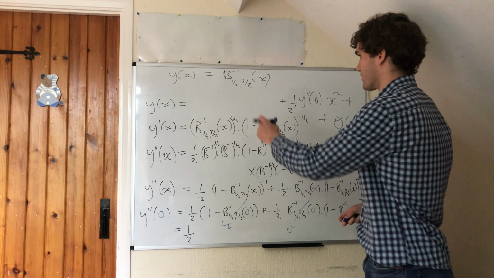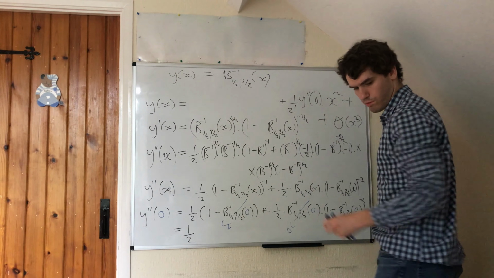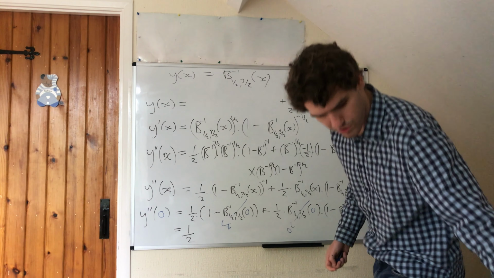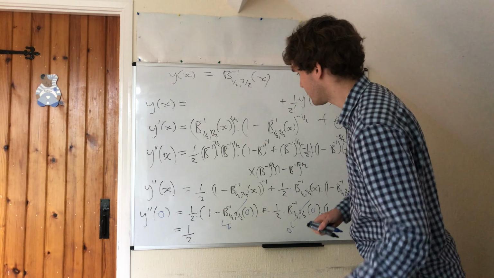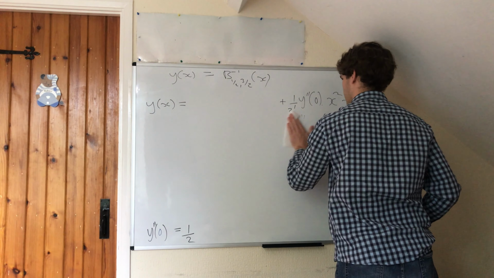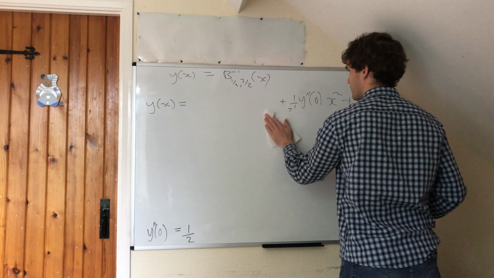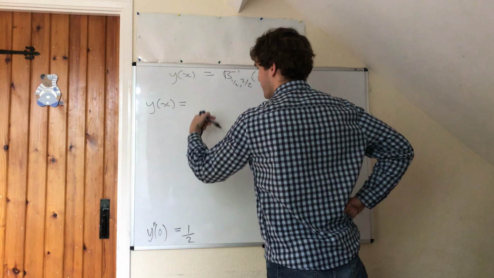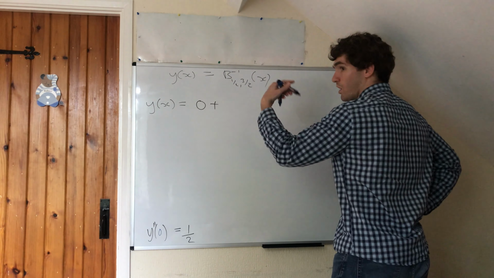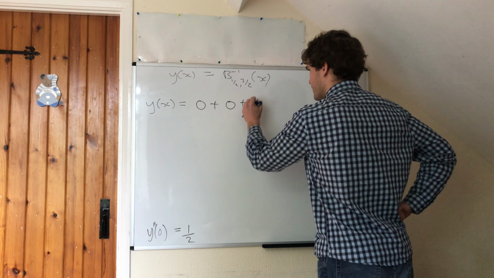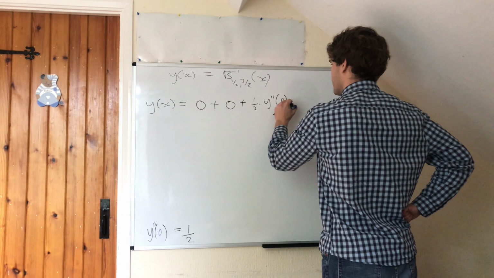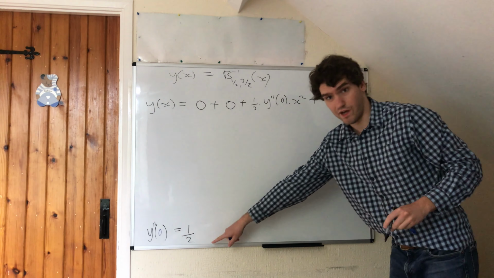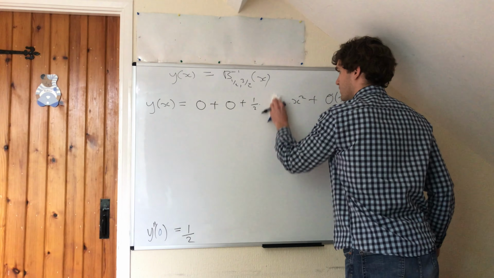So we can put it back into our expansion. Now this bit was 0, this bit was 0, so our y double prime of 0 is now a half. Now this board looks a little bit messy, so I'm just going to rub off all of this junk. So effectively, we have y of x is equal to y of 0, which was 0, plus y prime of 0 times x, which was also 0, plus a half y double prime of 0 times x squared, plus some higher order terms. And we know that this thing is just a half, so we can replace this with a half.